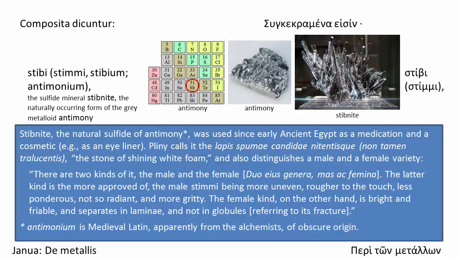Stibnite was used since early ancient Egypt as a medication and a cosmetic, for example, as an eyeliner. Pliny calls it the lapis spumae candidae nitentisque non tamen tralucentis, the stone of shining white foam. And he also distinguishes a male and a female variety, duo eius genera, mas ac femina. The latter, the femina kind, is the more approved of, he says, the male stimi being more uneven, rougher to the touch, less ponderous, not so radiant, and more gritty. The female kind, on the other hand, is bright and friable and separates in laminae and not in globules.